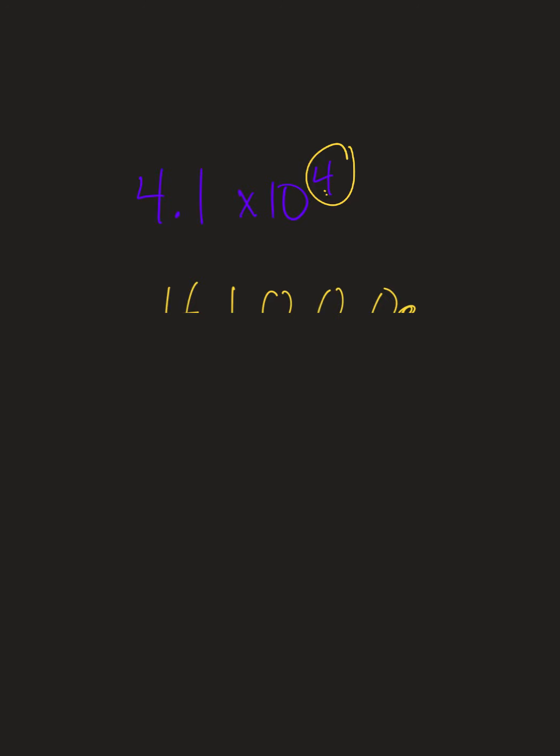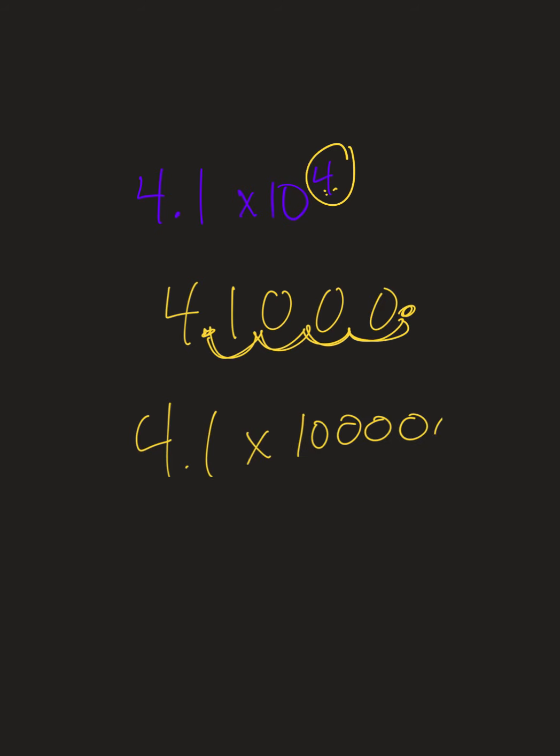When it's positive, I know that I'm going to have a larger number, and I'm going to move my decimal to the right because I'm multiplying, essentially, in this case, 4.1 times 10 times itself 4 times. 1, 2, 3, 4. So 4.1 times 10,000 is going to give me a larger number.